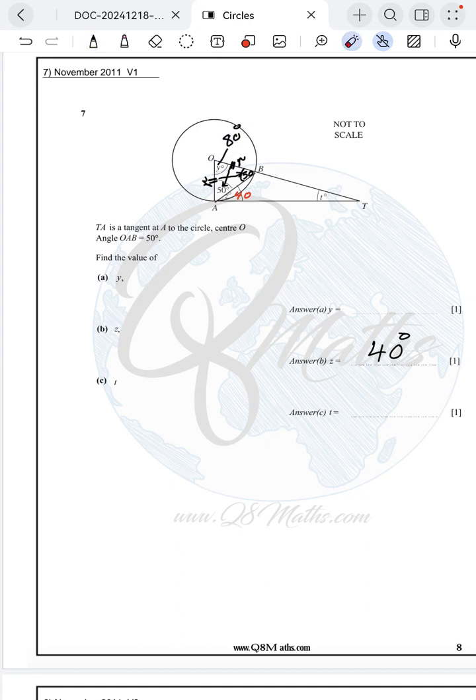Now let us look at AOT, the big triangle. This angle is 90, this is 80. 90 plus 80 is 170. To 180, what's remaining? It's 10. So this angle here, T, is 10 degrees.